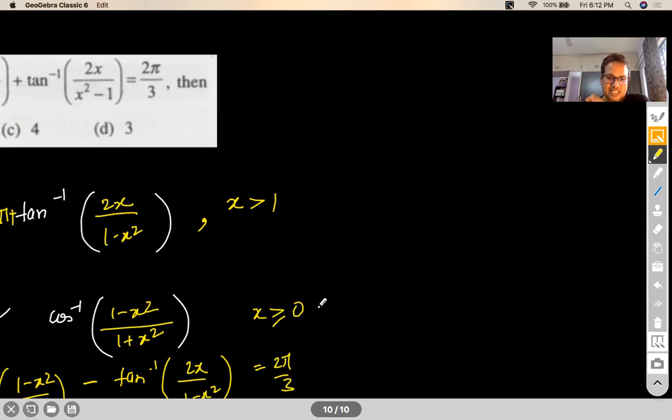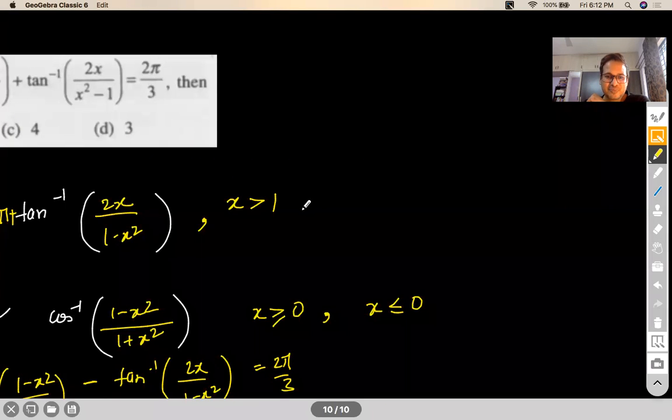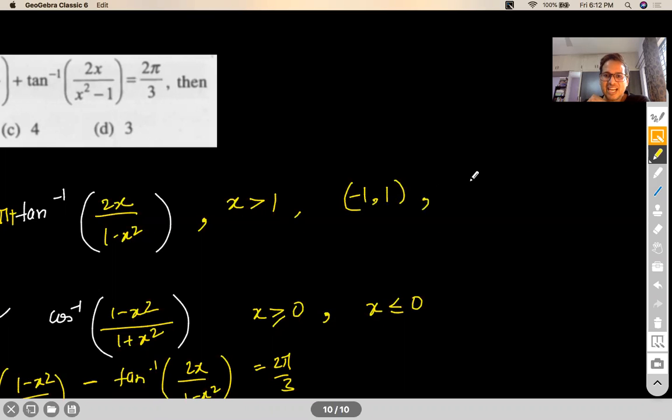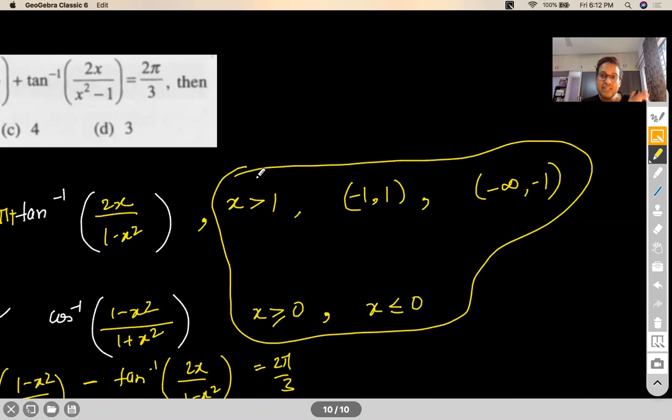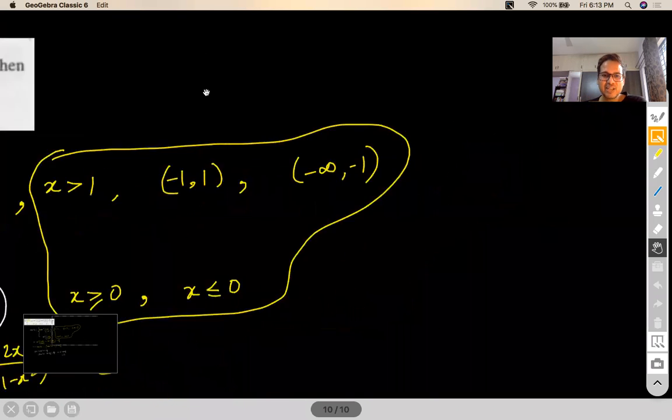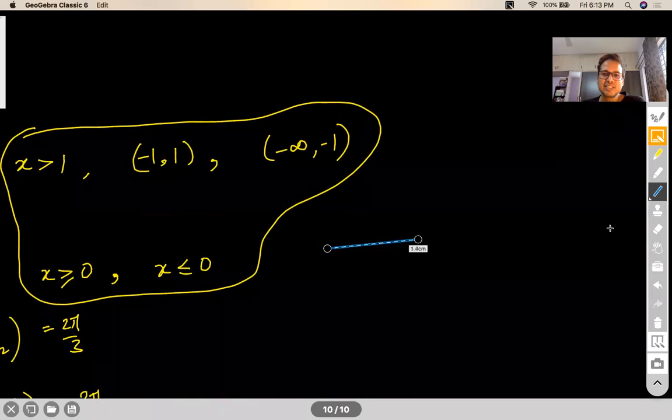This guy works in two intervals, x greater than 0 and x less than or equal to 0, right? Correct. And this guy works in three intervals. One is more than 1. Other is between -1 to 1. And one is less than -1, right? Correct. Now you have to take these intervals, and in their overlapping, you have to redefine both the functions in terms of tan inverse. Right? So you have to take the overlapping intervals. So let me just show you on the number line.